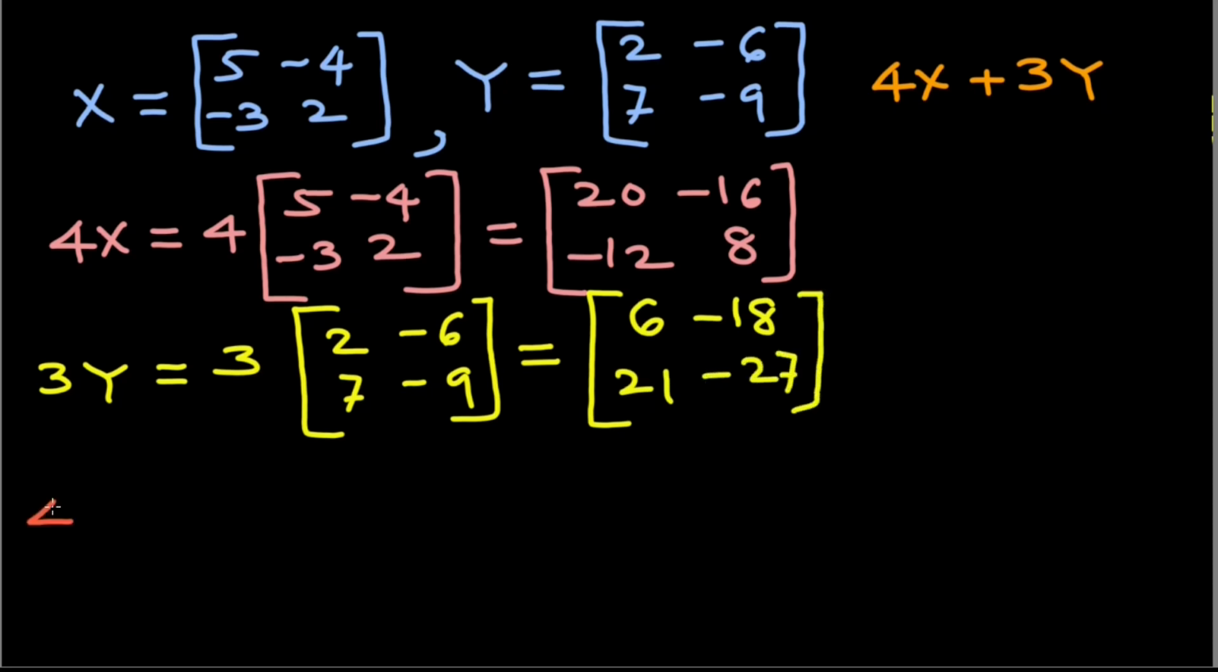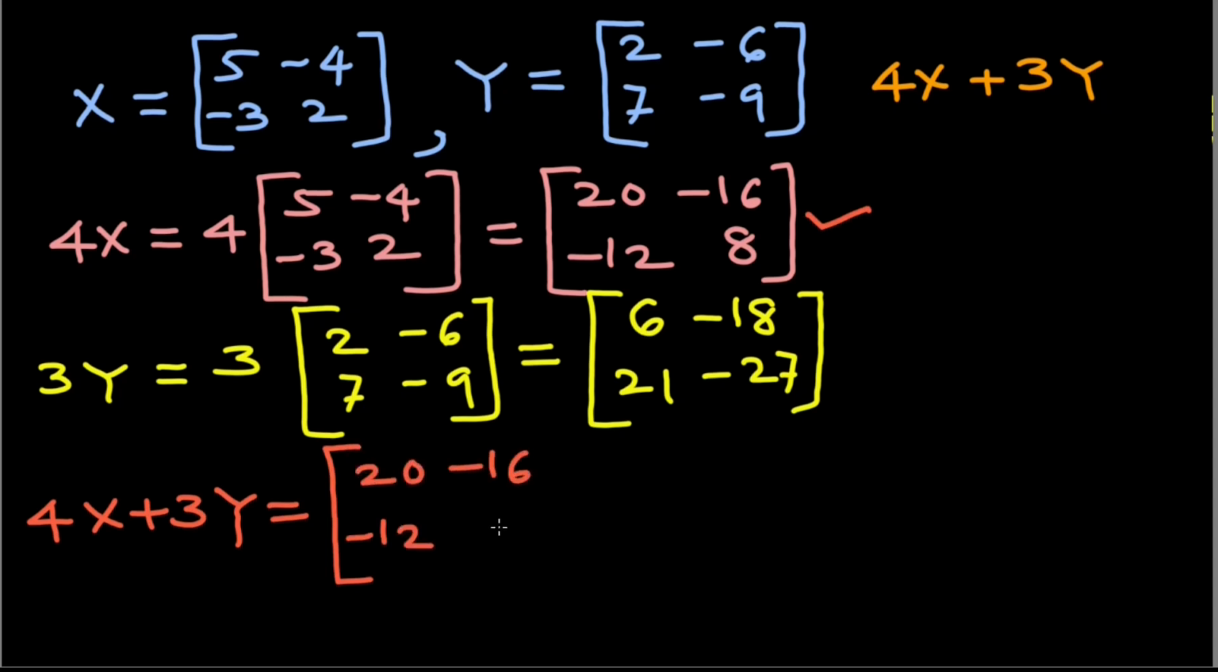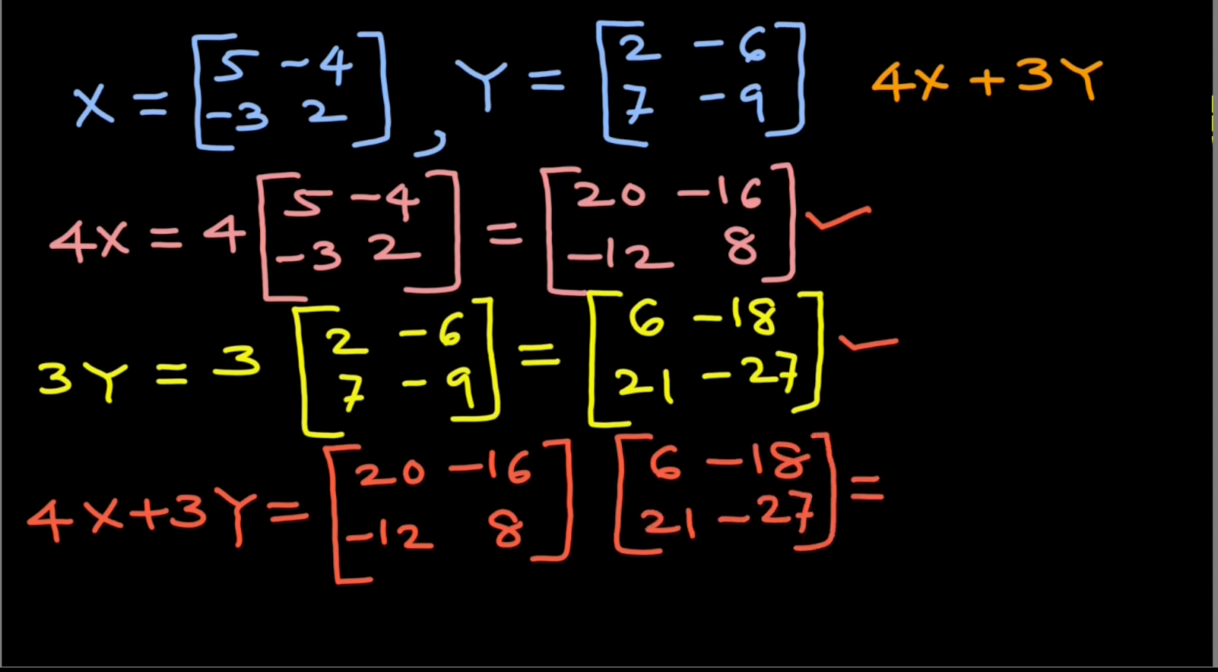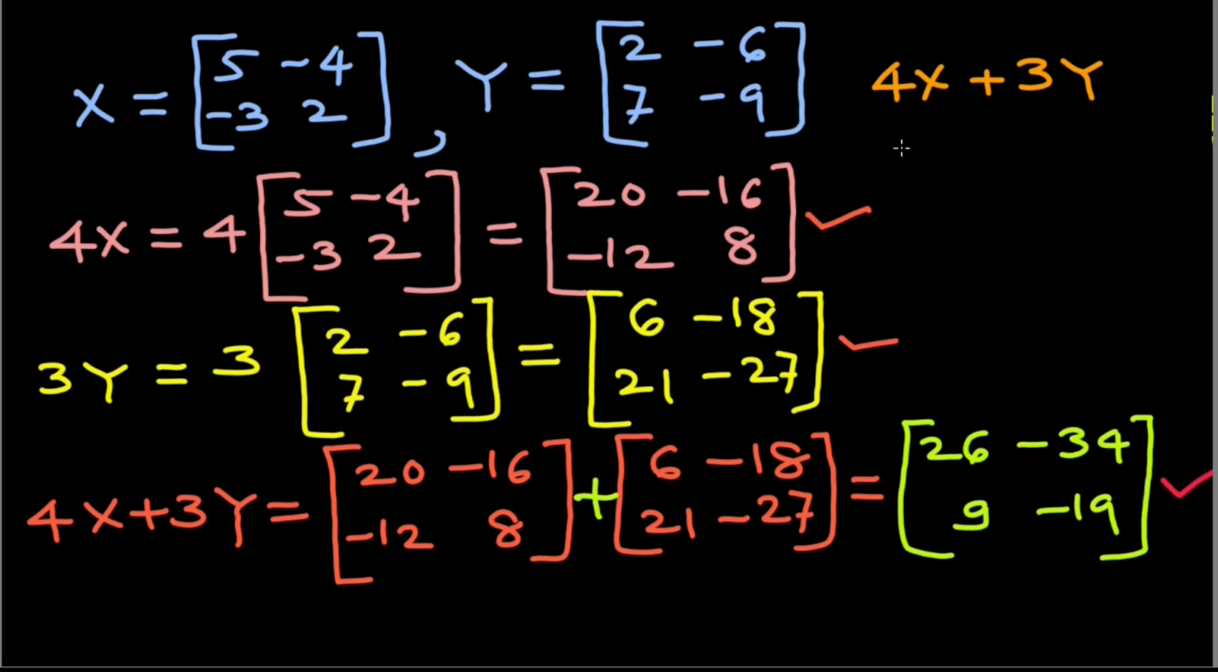Now we have to find 4X plus 3Y, which will be 4X, which is this matrix, 20, minus 16, minus 12, 8, and 3Y, which is this matrix, 6, minus 18, 21, minus 27. So it will be 20 plus 6 will be 26, minus 16 minus 18, minus 34, minus 12 plus 21, 9, 8 minus 27, minus 19. So this matrix is the value of 4X plus 3Y.